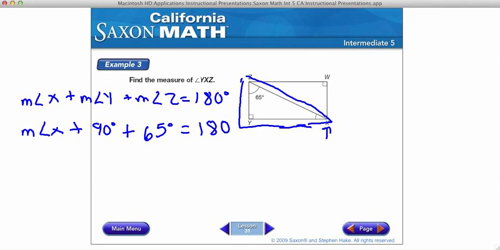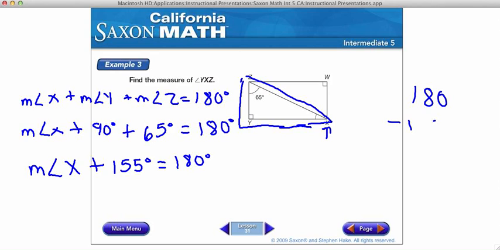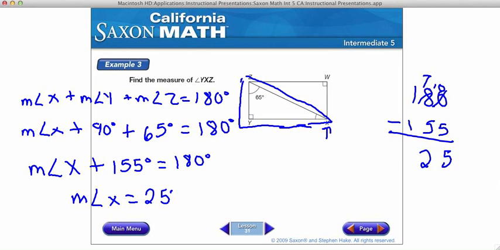equals 180 degrees. So the measure of angle X plus, let's add 90 and 65, we get 155 degrees equals 180 degrees, and then we subtract 180 minus 155. 10 minus 5 is 5. 7 minus 5 is 2. So the measure of angle X equals 25 degrees.